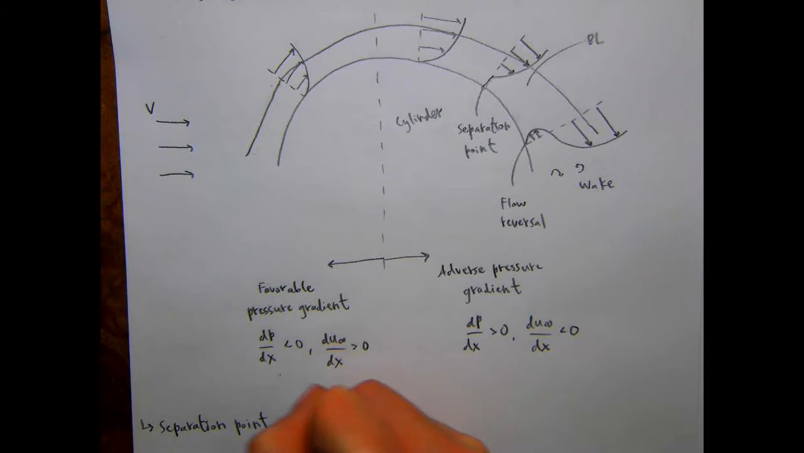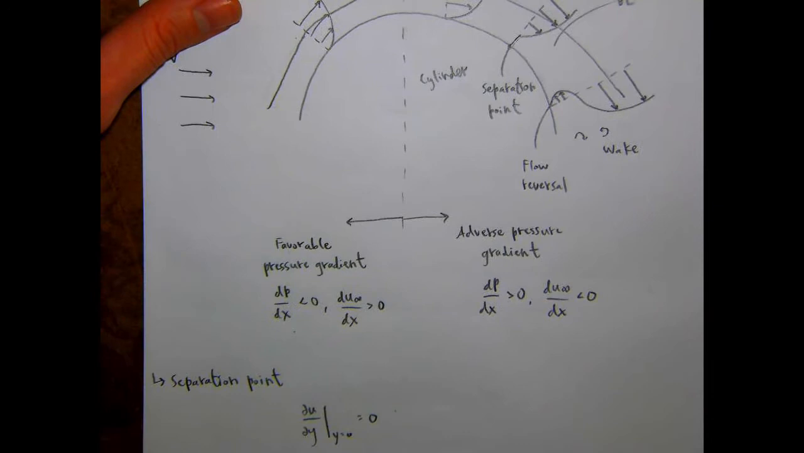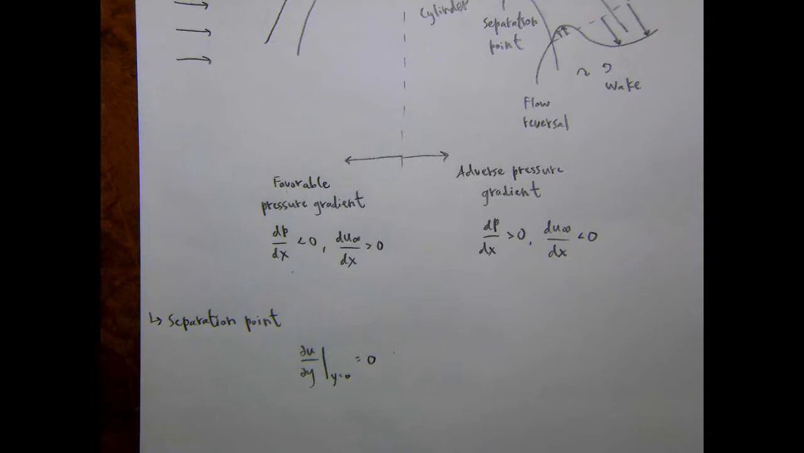So partial u, partial y at y equals zero equals zero. And that's consistent with what we saw up here of kind of the zero slope along or perpendicular from the surface for a little while before the boundary layer kind of regains the free stream speed. And that's just because you have flow going forward and then you eventually have flow reversal, so obviously it has to pass through zero.